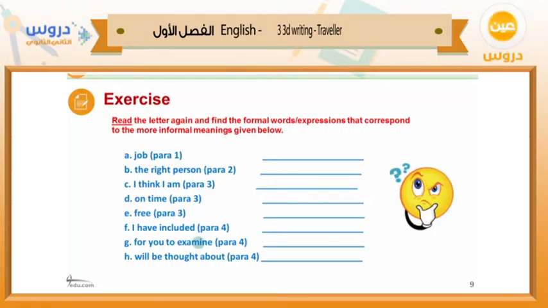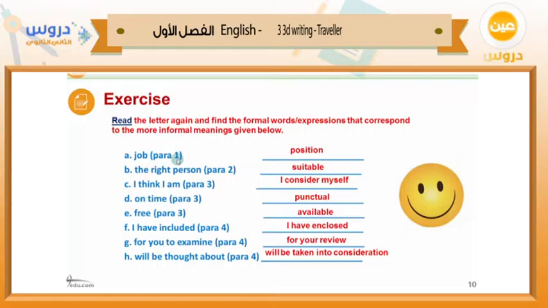Try to look different. For you to examine, for you to review, for you to have a look at, and finally, will be thought about, will be considered, or will be taken into serious consideration, and so on. So here are the words that we chose in the writing, which are better than these. So, job, you can say, I apply for the new job. No, apply for the position. The right person, the suitable person. I think I am, I consider myself.